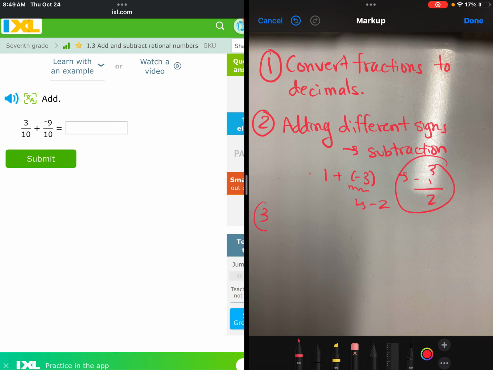Number 3, adding same signs, okay? That will be resulting in addition. That's another shortcut from what we learned in the past. For example, if we have negative 2 plus a negative 5, okay? They're both negative. So you will end up adding the 5 and the 2, which is 7, but you're going to keep the sign that you're concerning, okay? In this case, it's negative. So this is negative 7, okay? There we go. All right, good.